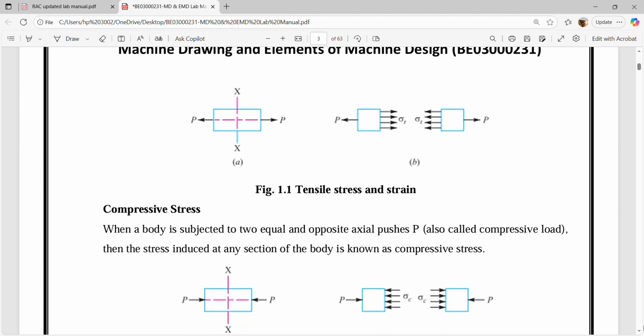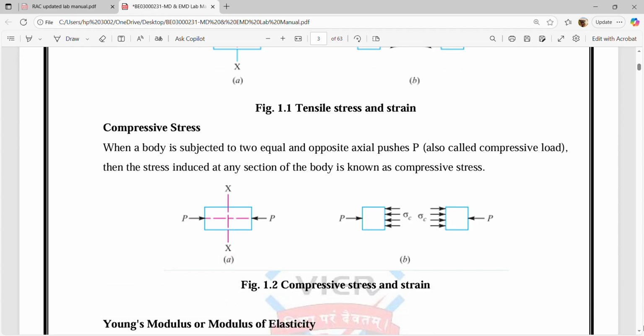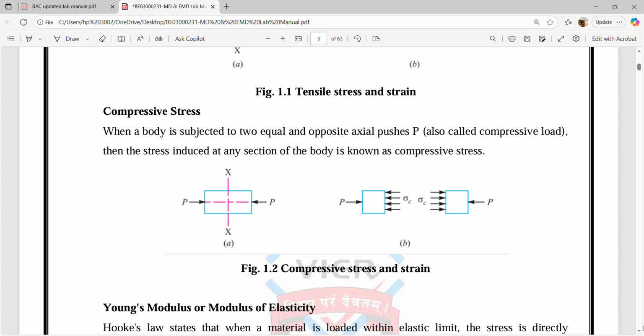Compressive stress. When a body is subjected to two equal and opposite axial pushes, also called compressive load, then the stress induced at any section of the body is known as compressive stress. Here we can see how the compressive load acts.